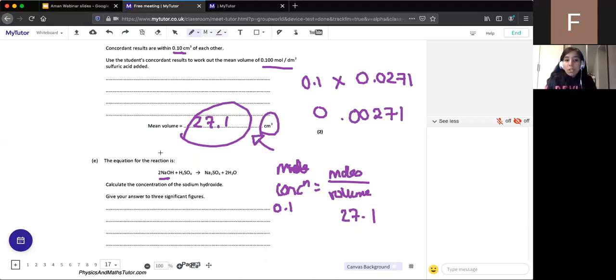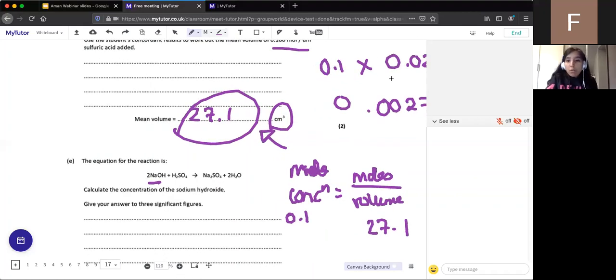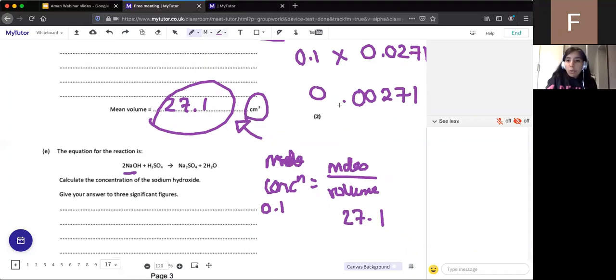If we look at our balanced equation, if that's the number of moles of sulfuric acid, how many moles of sodium hydroxide are there then? There's 0.00271 moles of sulfuric acid. How many moles of sodium hydroxide will there be? Look at the balanced equation. Double it. Excellent. And that's because there's 2 sodium hydroxides reacting with 1 sulfuric acid. So if there are 0.00271 moles of sulfuric acid, there will be double that number of moles of sodium hydroxide.